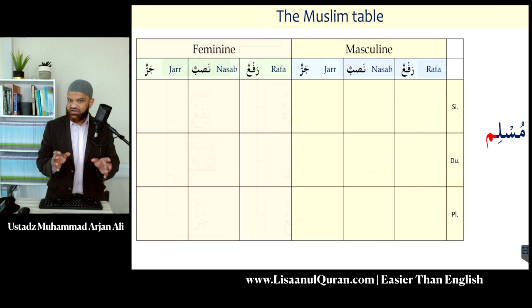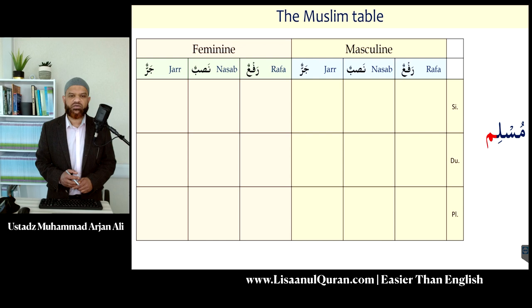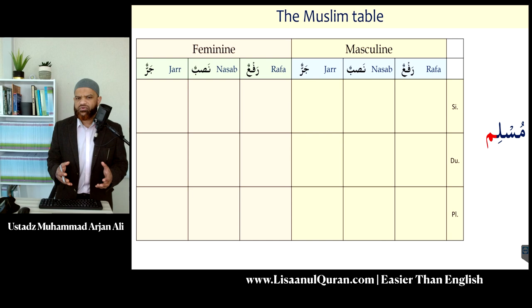Finally, let me introduce you to the Muslim table. In this table, you've got 18 boxes, which you can see. Inshallah, you can take a word like Muslim and make 18 words from it. Very easily, we will do that by the first four lessons. And you will not only do that, you will also make another version of the same table, the definite, with al with it, and that will give you 36 words. This will help you recognize thousands of words in the Arabic language.